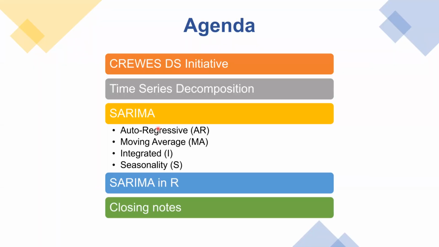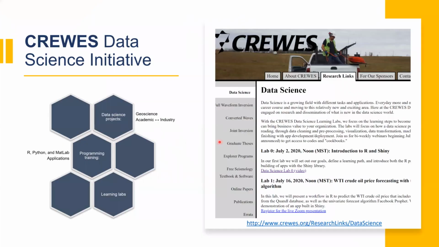So going back to the presentation, this is the Cruise Data Science Initiative. It's a new thing that we're doing in Cruise. Cruise is famous for the seismic research that we've been doing in the past. And now we are starting our data science subgroup, where we're going to be doing data science projects that are more focused on geoscience, but also open to other areas. They're also going to be academic and industry related projects. So they can be more academic, more theoretical, or more applied to real cases like in the industry. We also provide programming training in the Cruise Data Science Initiative.